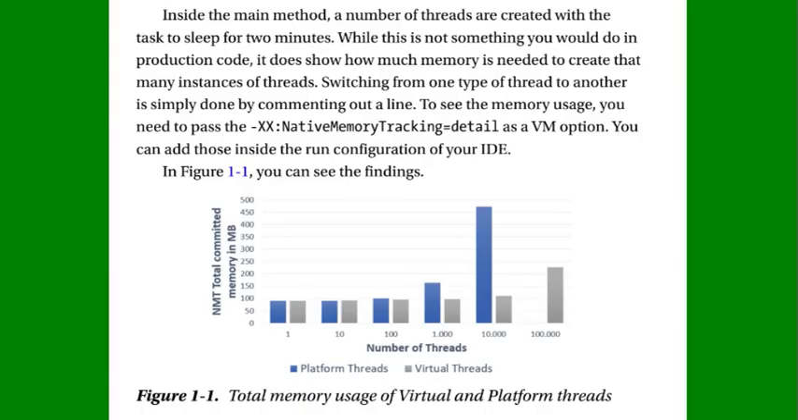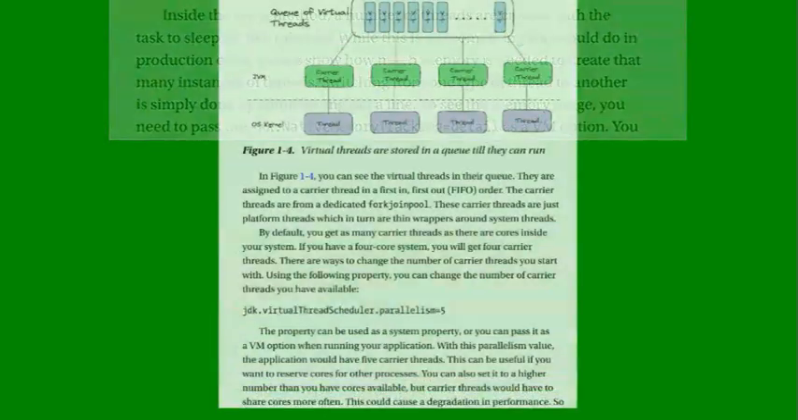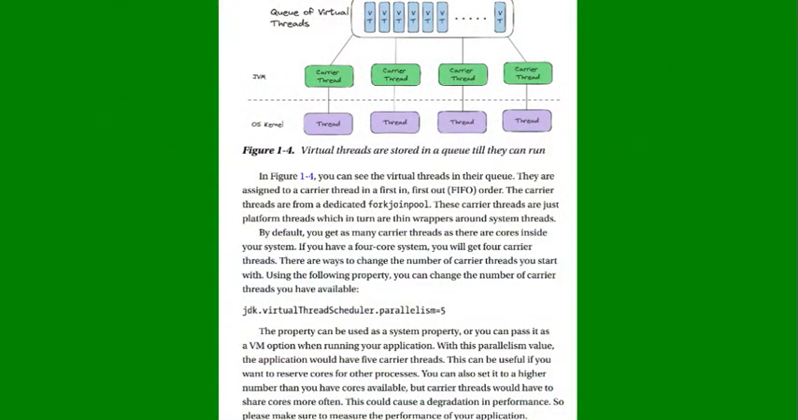And third, avoid VTs if your tasks block very frequently, but only for extremely short durations, like microseconds. The overhead of mounting and unmounting, while tiny, can add up if it happens thousands of times per second for trivial waits. Platform threads might even be better in that very specific niche case.